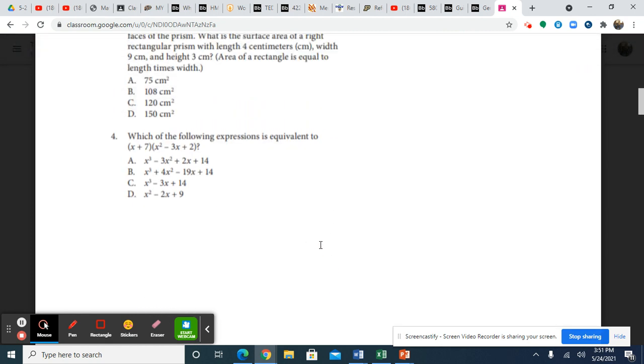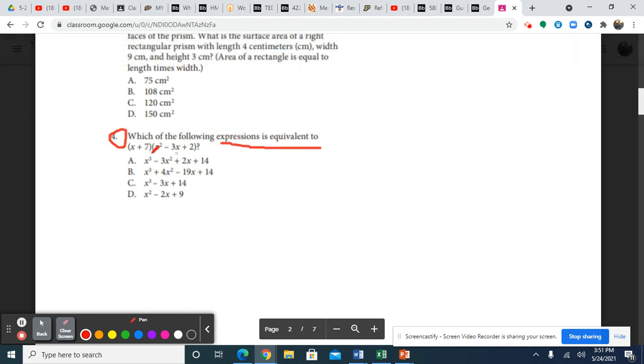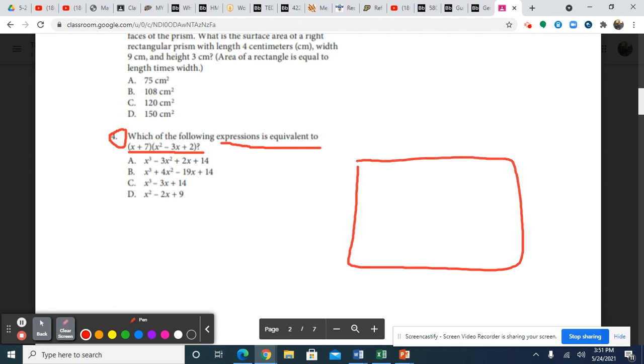Moving on to a question like number 4, where we have an expression that is equivalent to this. Now, the idea here is that we want to multiply these two things. Whenever we have two things separated by parentheses, that means multiplication. So what we want to do is multiply these and then compare them to see which of the expressions would be equivalent. So we usually do the box method here.